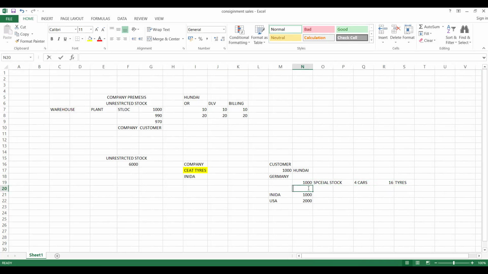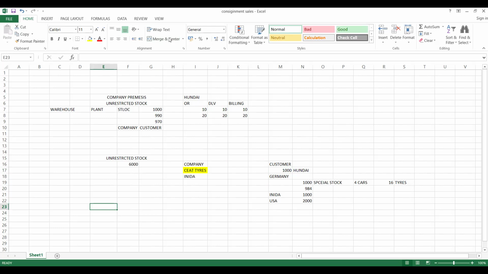That means issued for customer 16 stock, 1,000 minus 16, so the special stock is 984. The actual 16 tires got utilized. When they utilized, the company CET will raise a bill to the customer Hyundai. Okay, this is the process. This is called consignment issue. So we have four processes basically. Let me try to show you in the slide how the process works.